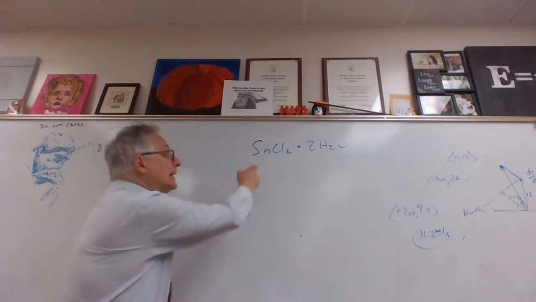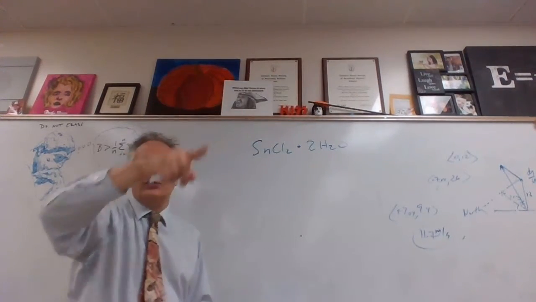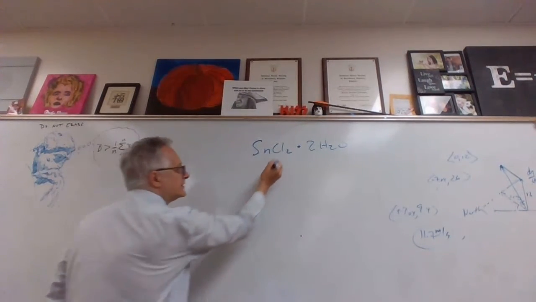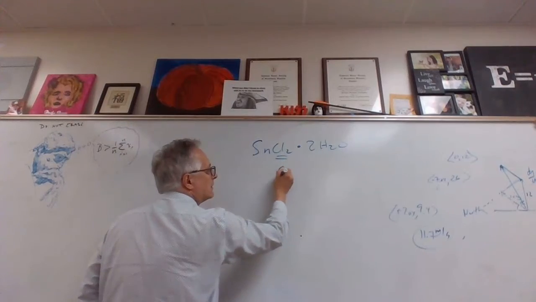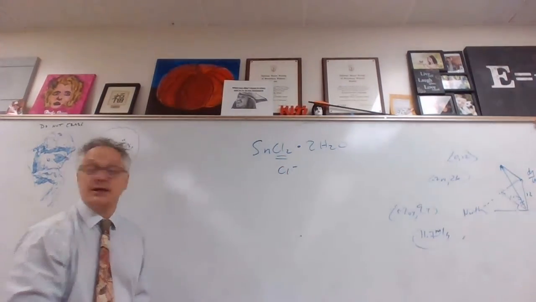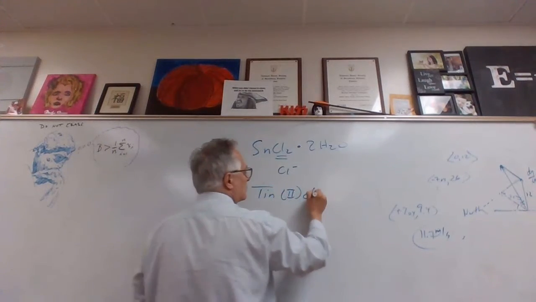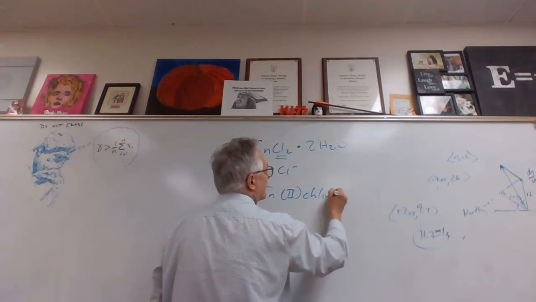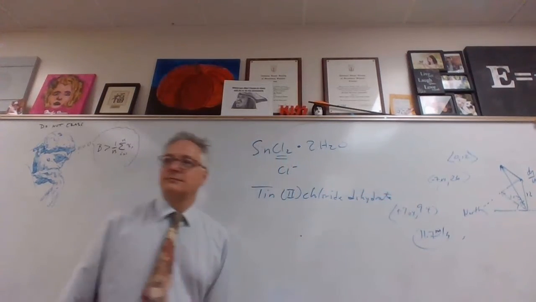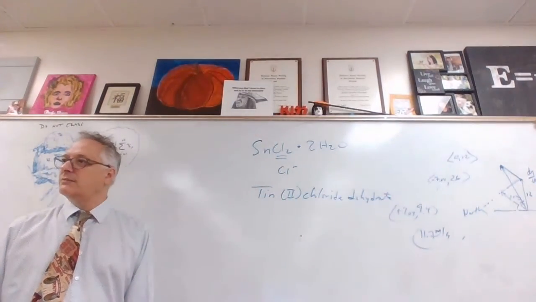No biggie. Don't forget tin, Sn, Sb, Pb. Those 3 elements can get more than 1 charge. And so you have to say, well, I've got 2 chlorides, each one with a -1. So that has to be the +2 version of tin. So this would be tin 2 chloride dihydrate. Make sense, Wyatt? Okay. Carly, makes sense?